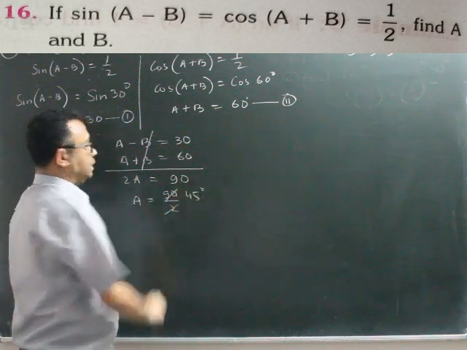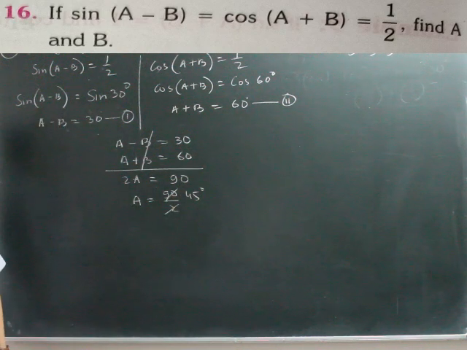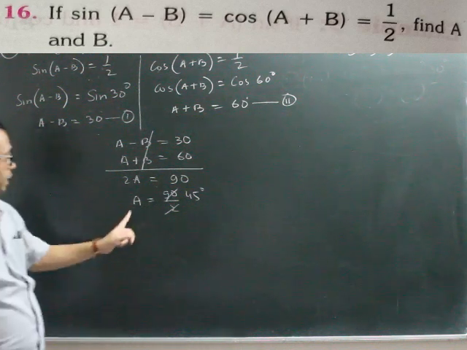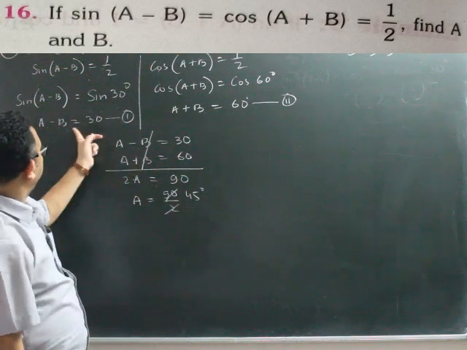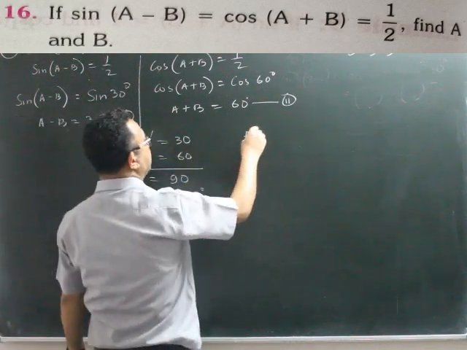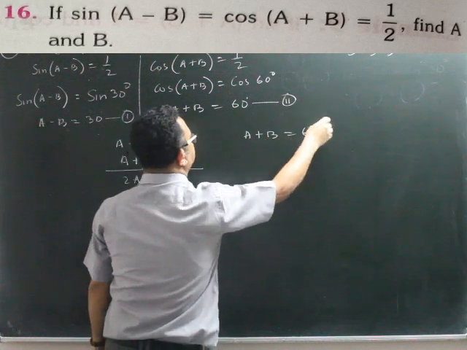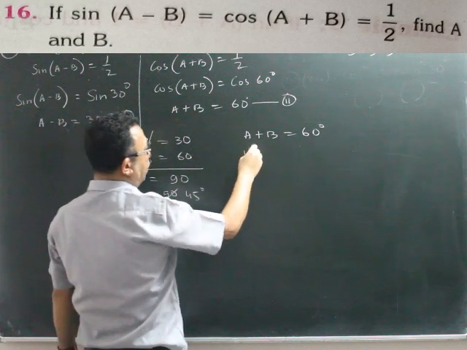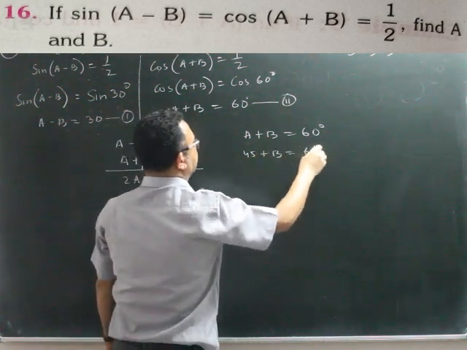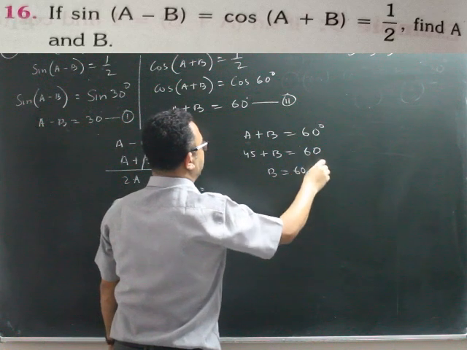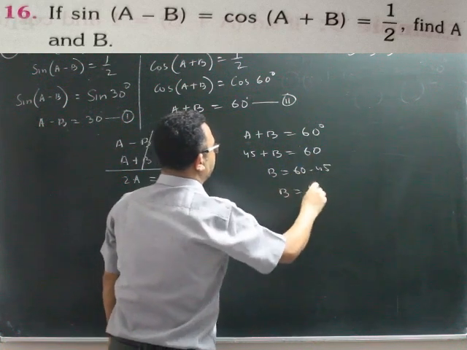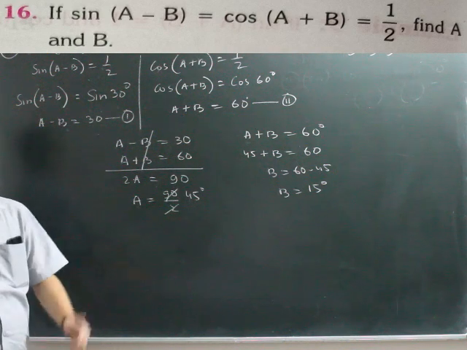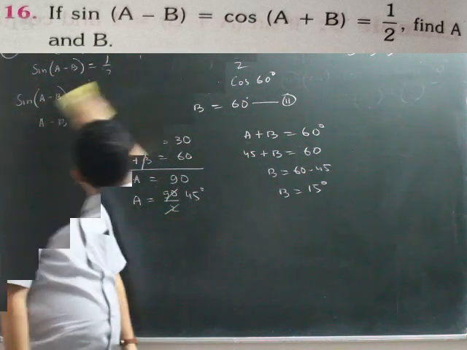Then I got the value of A. Now to find the value of B, take the value of A that you found and put it in any one equation, either equation 1 or 2. Let me take 2, I think 2 will be easier. Equation 2 was A plus B is 60. Since I know the value of A is 45, 45 plus B is 60, so B is equal to 60 minus 45. So B is 15 degrees. So there you are, the B value I got is 15 degrees. Finally, I have the value of A as well as B.